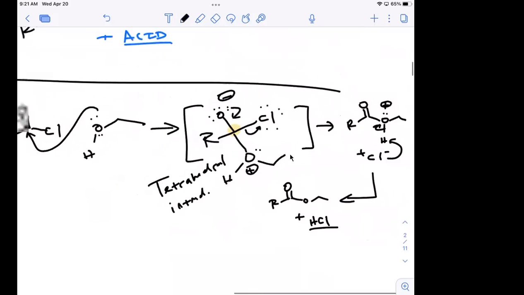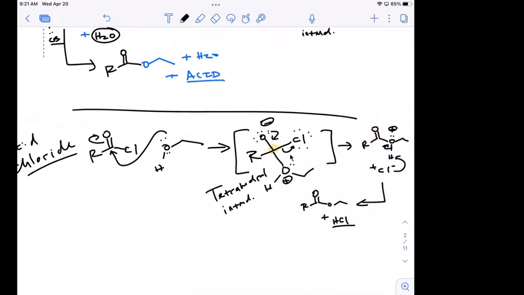Right, because remember that carbon went from sp2 over here to sp3 in the intermediate. So it went from trigonal to tetrahedral, because the natural geometry for carbon is tetrahedral geometry.